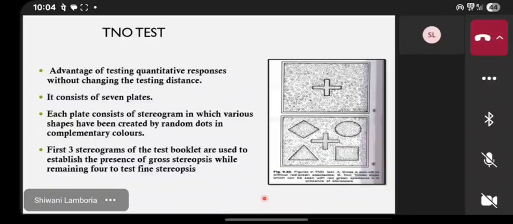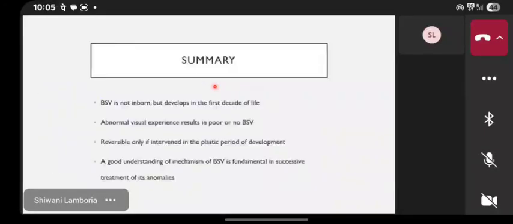Then the TNO test consists of 7 plates, and the first 3 plates are used to establish the presence of gross stereopsis, and the others are for fine stereopsis. So BSV is not inborn but develops in the first decade of life, and abnormal visual experience results in poorer or no BSV, and it is reversible only if intervened in the plastic period of development, and a good understanding is fundamental in successful treatment of this anomaly.